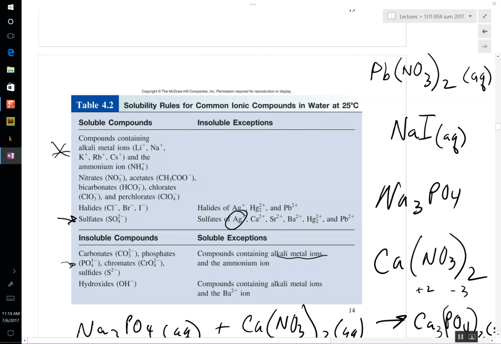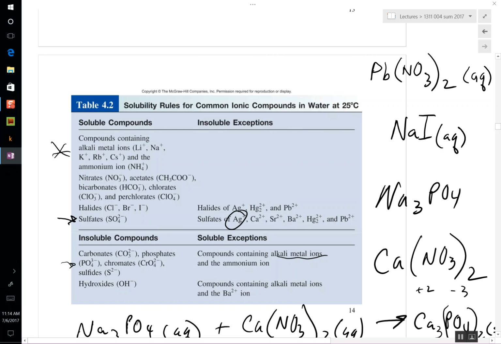Now I'm going to mix the two together. And what's going to happen? All of these ions are going to see one another. They're going to interact with one another. And the question is, are two of them going to form a precipitate?